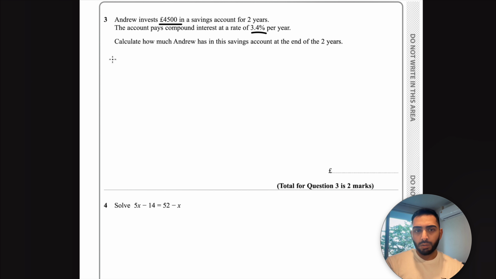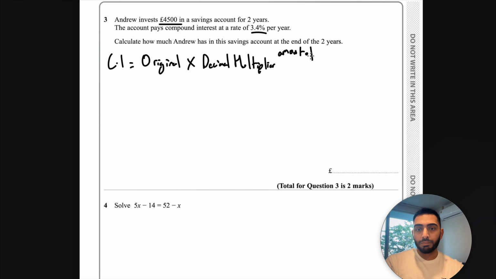For this question, we're going to be using our compound interest formula. All of that is my original amount multiplied by my decimal multiplier, and we'll figure out what that is, and we're going to raise that to the amount of repetitions that there are.